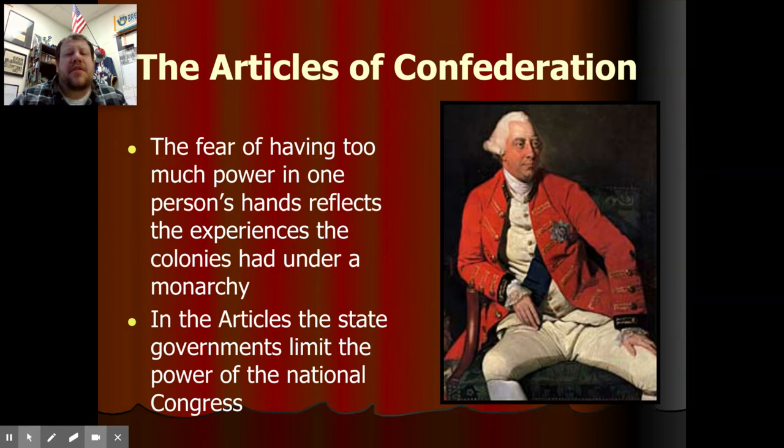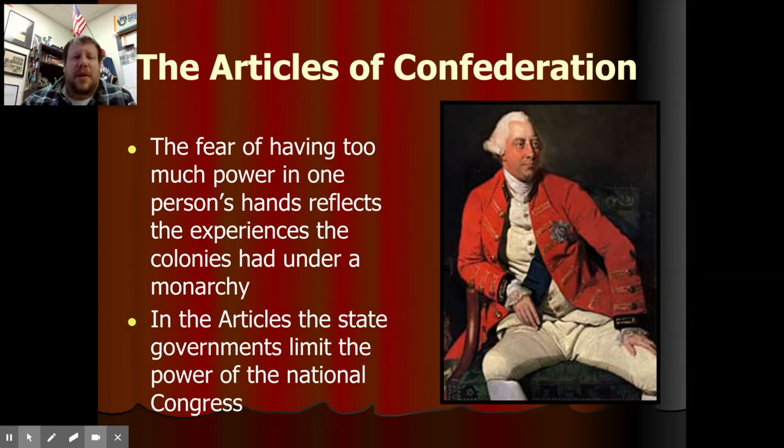And remember, the big fear here is that we have King George III and Parliament, all that in England. And our big fear was tyranny. We didn't want too much power in one person's hands, especially under a monarch. So we were trying to limit the power of the national government in this document as much as possible. The new Americans were afraid of a government having too much power and taking advantage of the people.